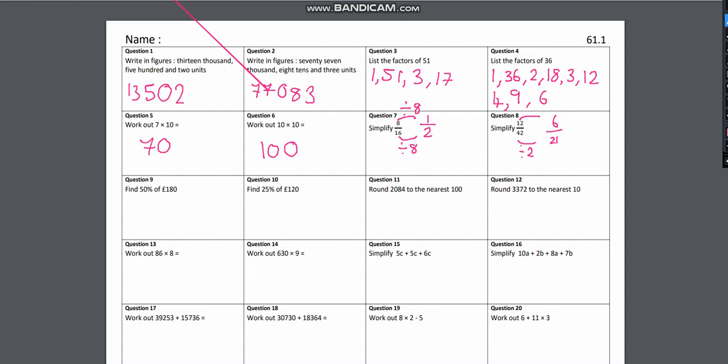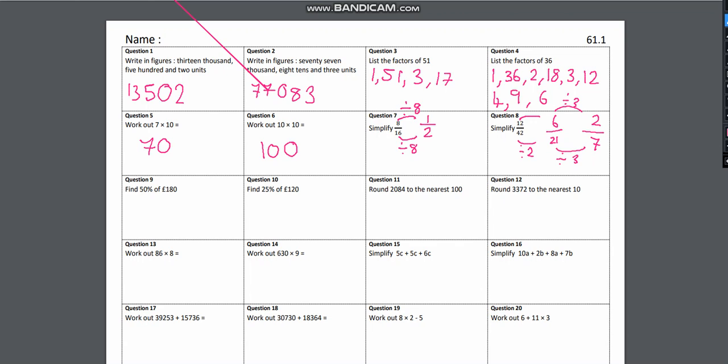But I am not finished yet. 6 over 21 can still be simplified because what goes into both 6 and 21? Well, 3 does. How many 3s fit into 6? We've got 2, because that's what 6 divided by 3 is. And then how many 3s fit into 21? Well, 7. So that leaves me with 2 over 7.